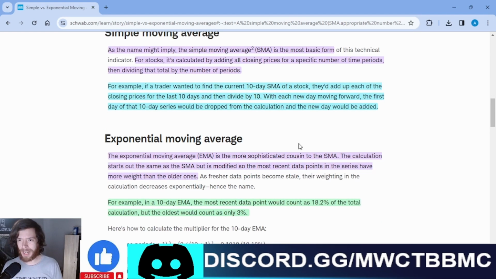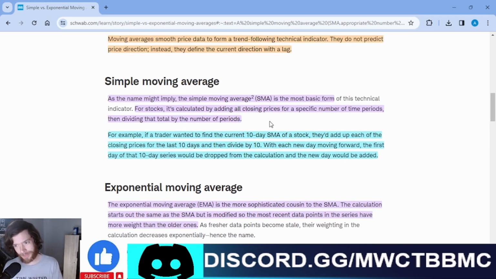As the name might imply, there's a simple moving average that's very simple and basic. For stocks, it's calculated by adding all the closing prices for a specific number of time periods, then you divide that by the total number of periods. For example, if you want the 10-day SMA, you add the closing prices for the last 10 days, then divide by 10, and each day moving forward will replace your first day for that 10-day period.